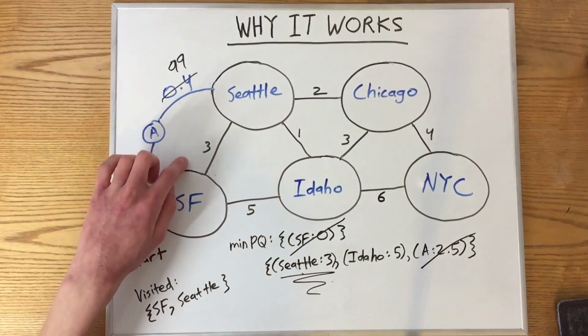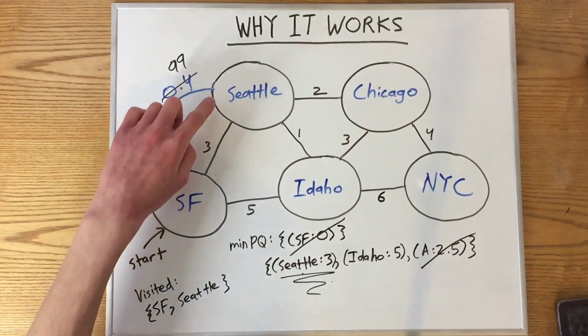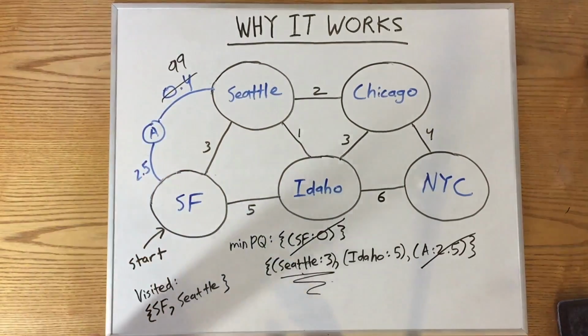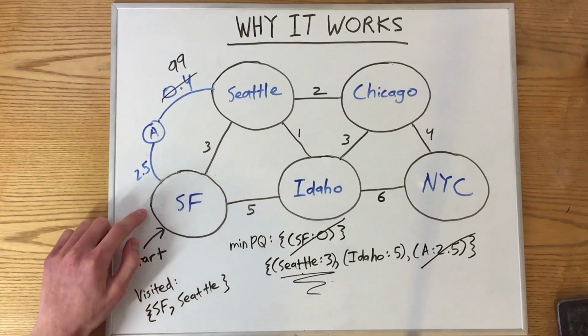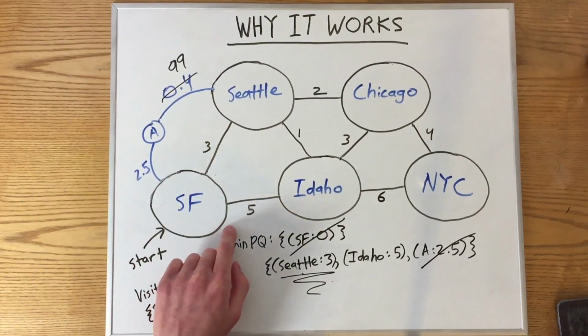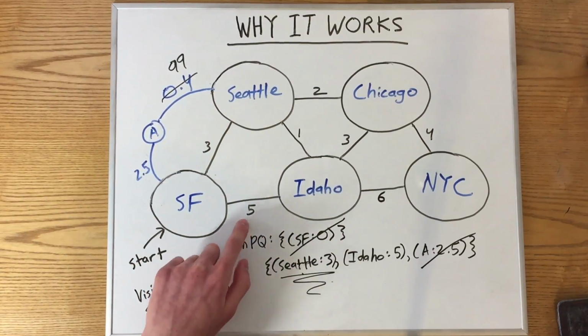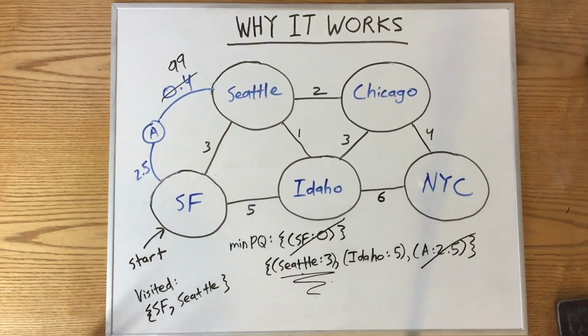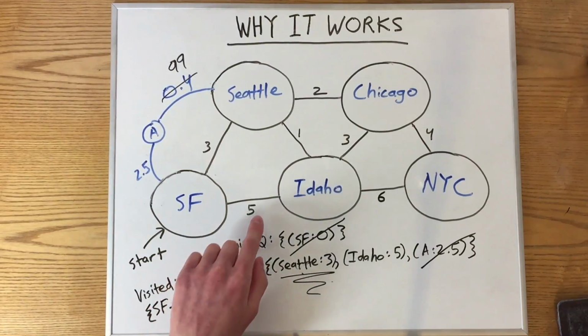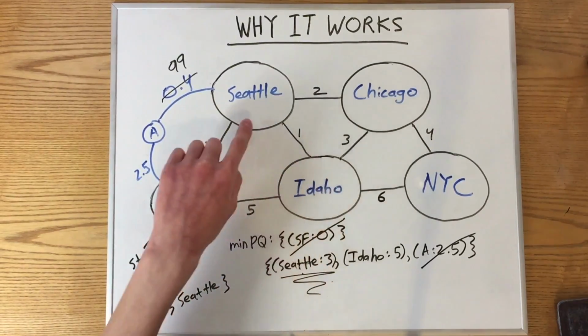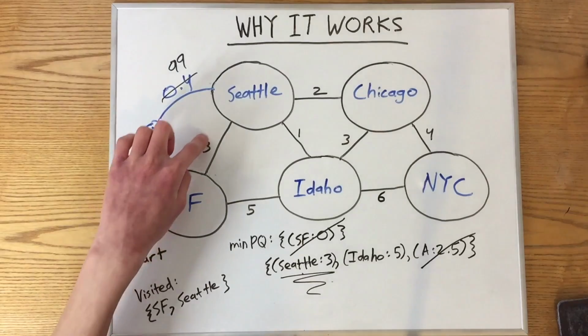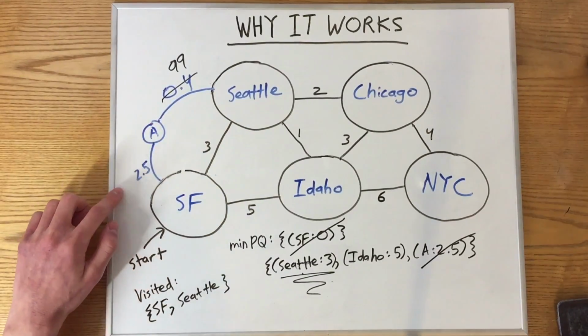Like over here, we know that there's a path from SF to Seattle. We know that length is 3. It could be the shortest path. It might not be the shortest path, but it's the shortest path that we know of at this moment. There's potential for a shorter path over here. There's no potential for a shorter path over here because 5 is already greater than 3, and since the edge weights are greater than or equal to 0, the path can't decrease in length going from Idaho to Seattle. So this is the best path that we know of. This is a potentially better path.